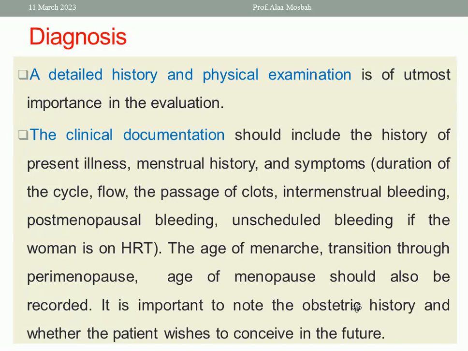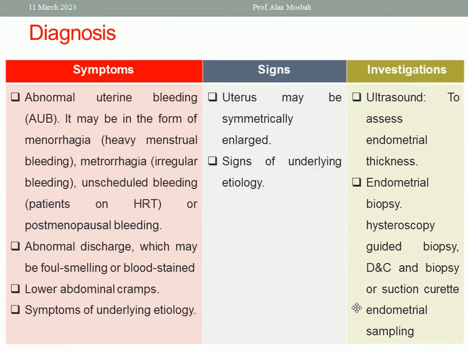So, what about also the obstetric history? Because one of the risk factors is nulliparity, as I mentioned before. So, what are the symptoms and signs, and what is the investigation needed? The symptoms include abnormal uterine bleeding, or heavy menstrual bleeding, or if coming after menopause, the bleeding is called post-menopausal bleeding. Okay, and you should mention if it is related to hormone replacement therapy or not.